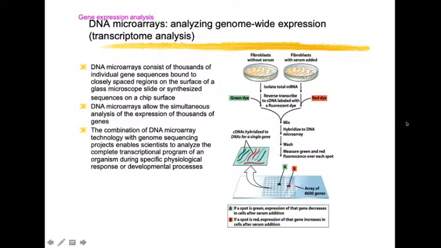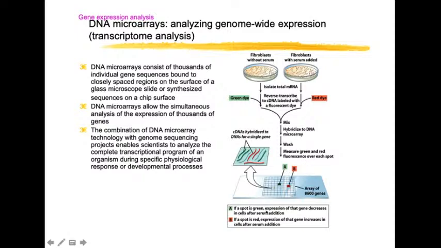So you have fibroblasts without serum and fibroblasts with serum, and you isolate total mRNA from them. Then you reverse transcribe them to cDNA labeled with fluorescent dye. On the left side is green dye, on the right side is red dye. Then you mix, hybridize to a DNA microarray, wash, and measure the green and red fluorescence over each spot.